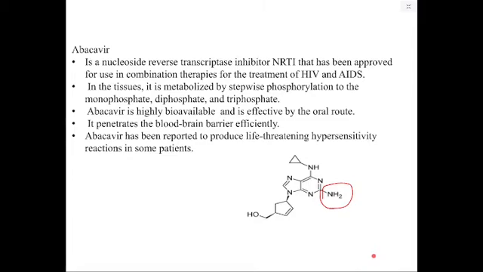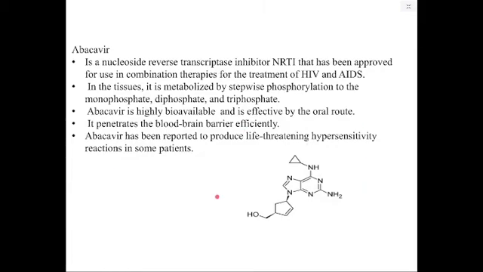of the growth of the nucleic acids, and hence you result in fraudulent DNAs, and the virus will not continue in its development. Again, it is a nucleoside reverse transcriptase inhibitor that has been approved in combination therapy. In the tissues, it is metabolized step by step through phosphorylation to the monophosphate, diphosphate, and triphosphate. Abacavir is highly bioavailable and is effective by the oral route. It penetrates the blood-brain barrier efficiently.